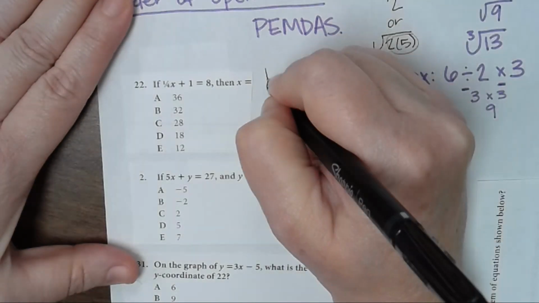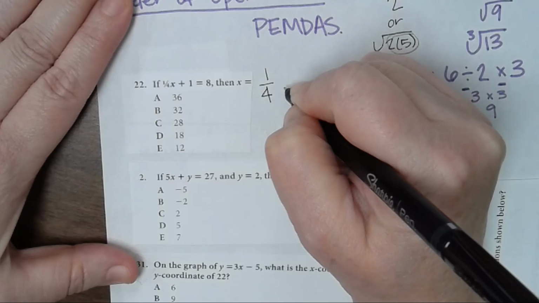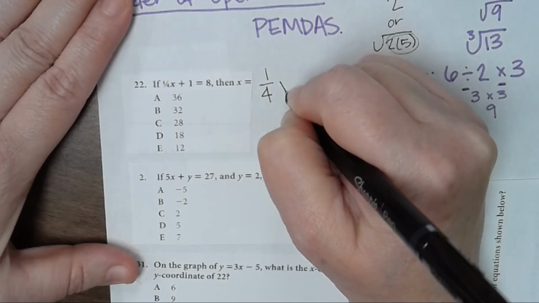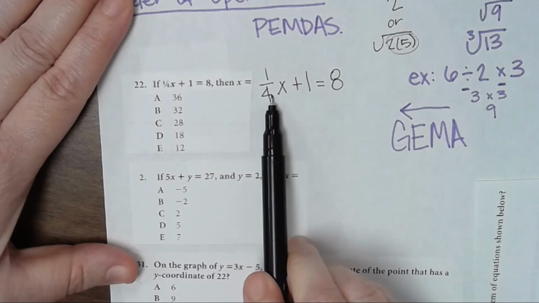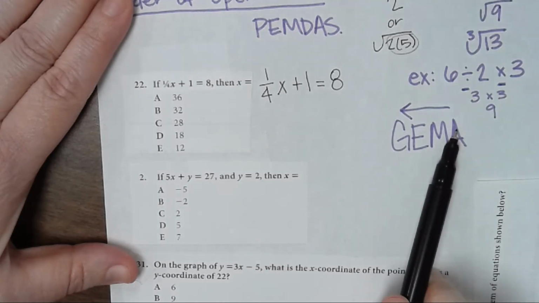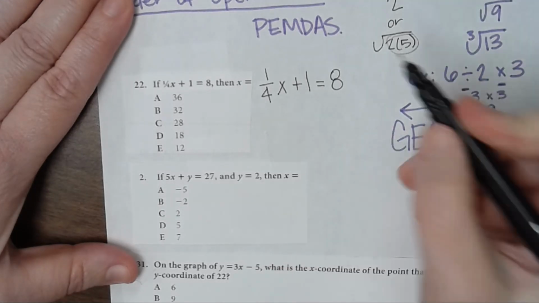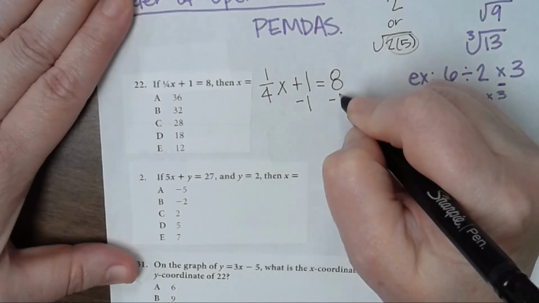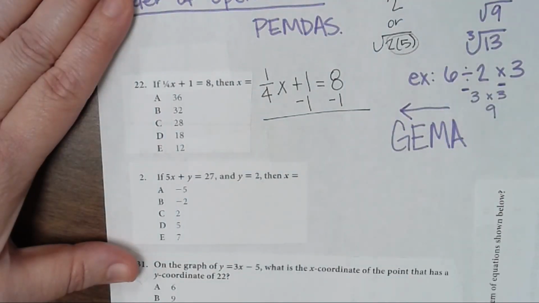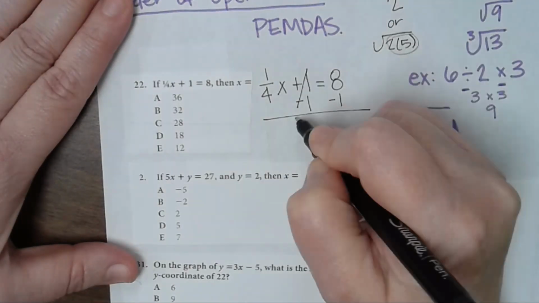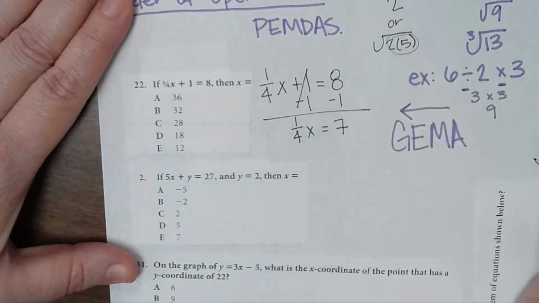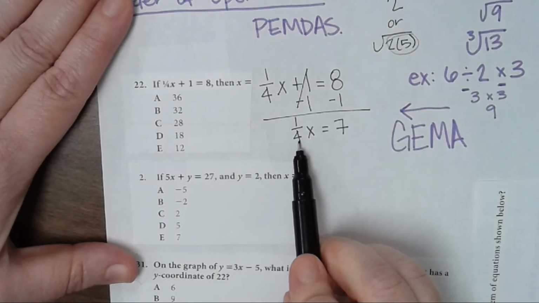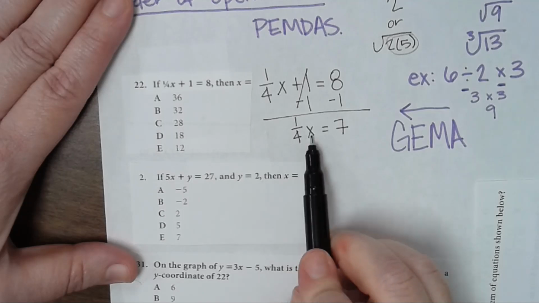All right, I'm going to rewrite our problem over here. 1 over 4 times x plus 1 equals 8. Here we have multiplication and addition, so we're going GEMA backwards. All right, the first thing is we're going to subtract 1 from both sides. That's going to cancel out and leave us 1 over 4 times x equals 8 minus 1 is 7. All right, don't get confused because this is a fraction. It is still multiplying with x.